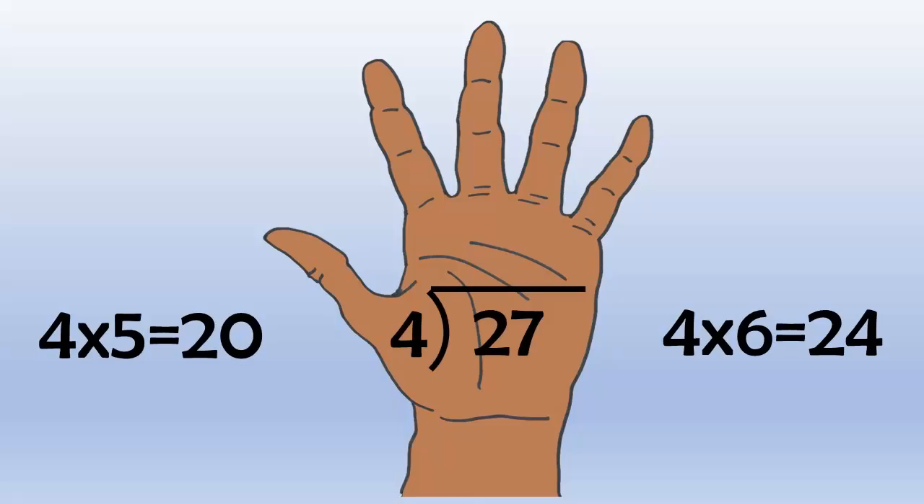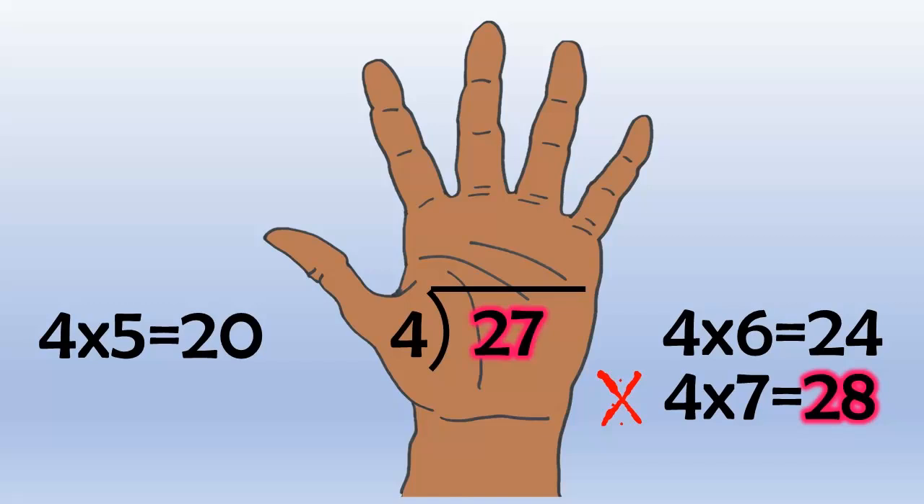4 times 6 equals 24. Can we go even higher? Let's see. 4 times 7 equals 28. 28 is greater than 27, so that means 4 cannot fit into 27 7 times. So the highest number we can use is 6.